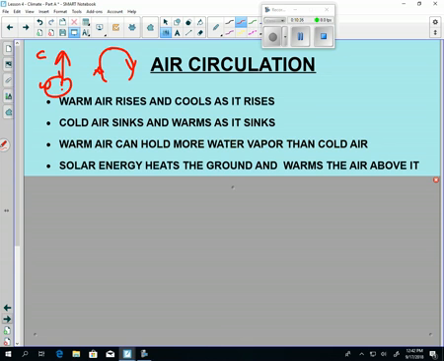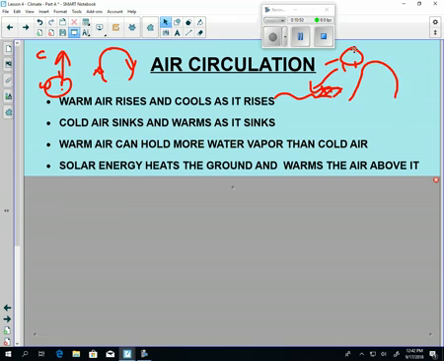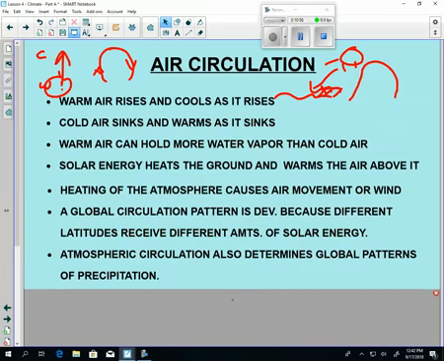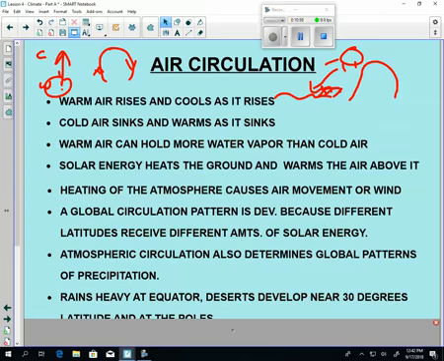And the solar energy heats the ground and warms the air above it. So if we have ground, the sun rays, okay, it warms the ground, the air starts to rise, gets cool, and then comes back down again. So that's why it warms up, because of the sun. And heating of the atmosphere, because we get the circulation, that causes the wind. It starts to go in a cycle.